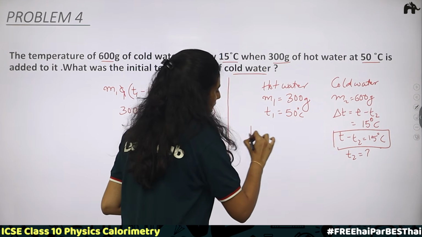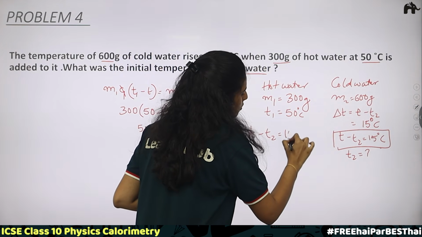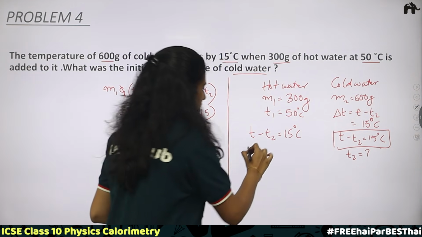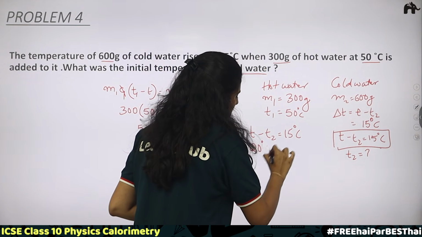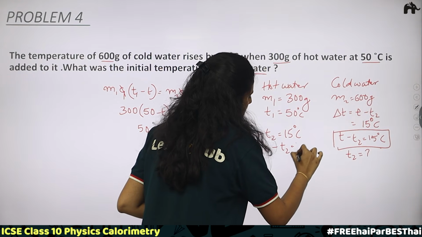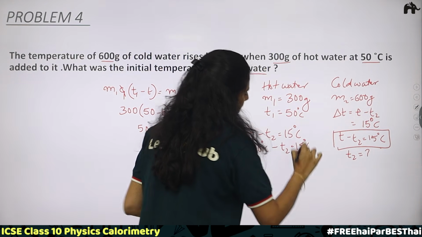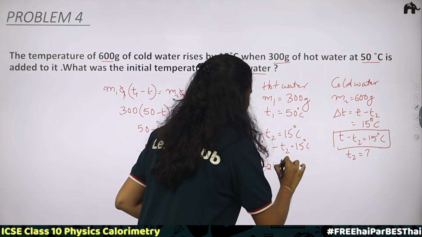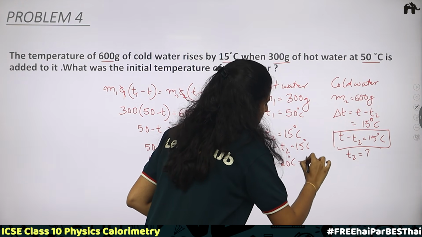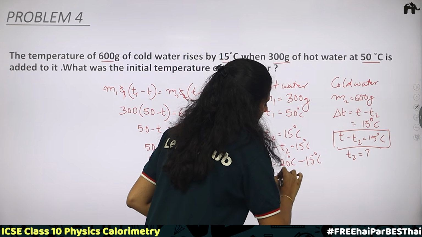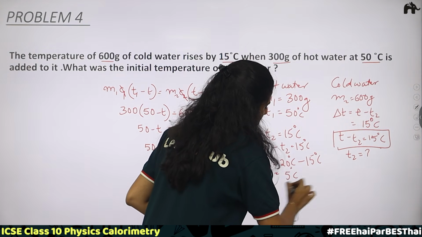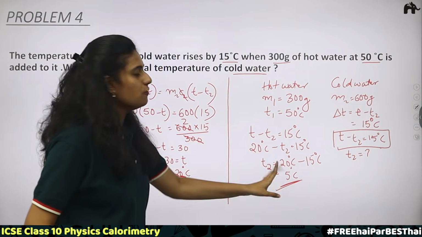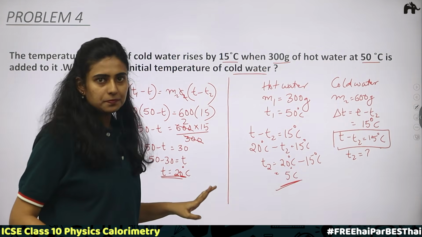We have T minus T2 is equal to 15 degrees Celsius. Yes, so T is 20 degrees Celsius. 20 degrees Celsius minus T2 is 15 degrees Celsius. Taking this T2 to the opposite side, we get T2 is equal to 20 degrees Celsius minus 15 degrees Celsius, which is 5 degrees Celsius. Initial temperature of the cold water is equal to 5 degrees Celsius. Clear? That's all for today.